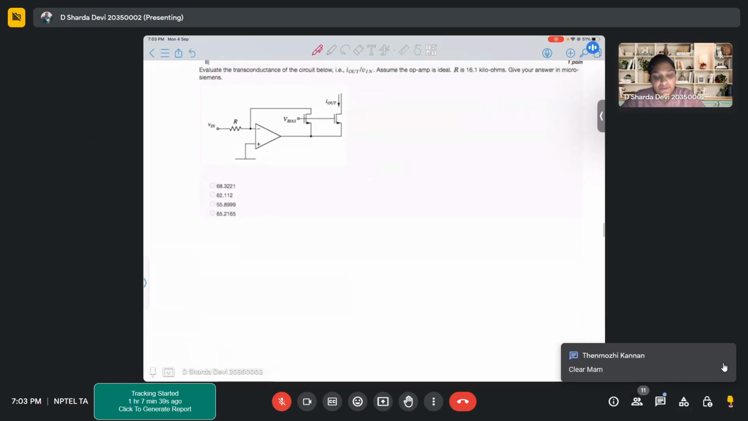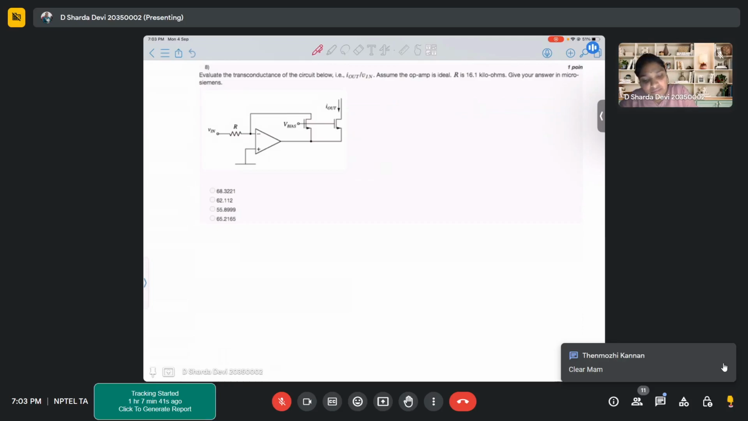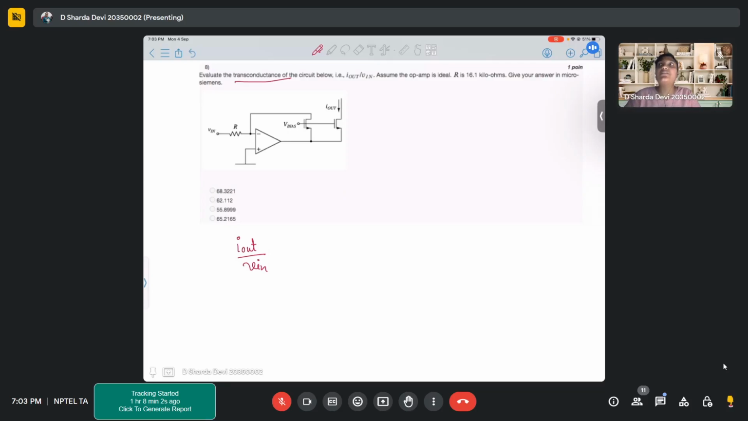Now in this problem, it is asked to evaluate the transconductance of the circuit, that is I out, the current through this transistor, by V in, and assume the op amp to be ideal. R is 16.1 kilo ohms, and we have to give the answer in microsiemens. So what do you understand by an ideal op amp? What are the properties of an ideal op amp?